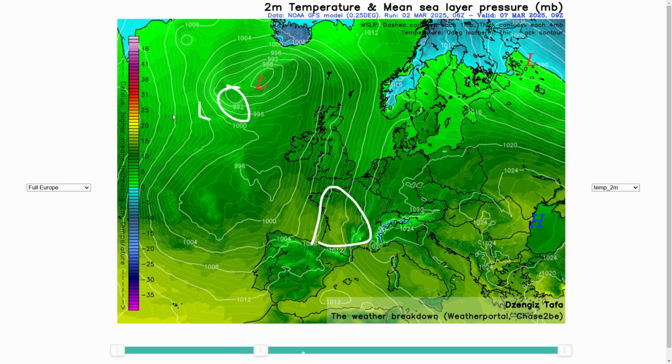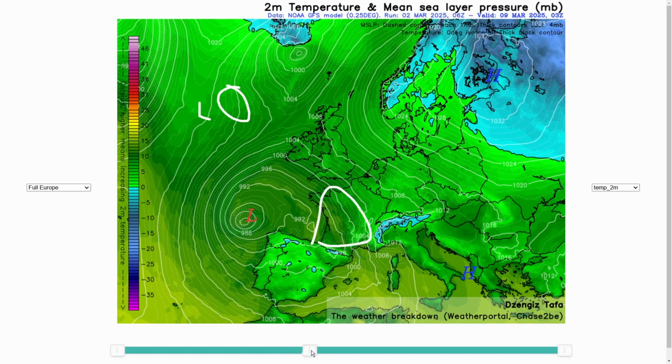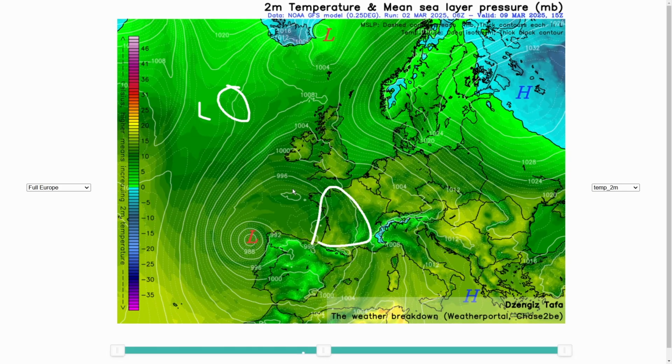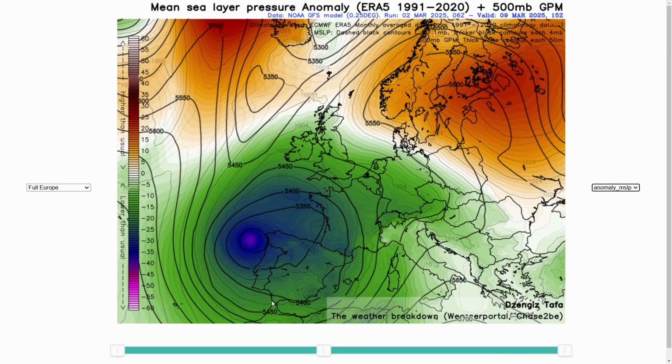And as we've already identified, there's a trough digging southward here, leading to a formation of a low pressure area here, leading to this flow, bringing milder temperatures here over Europe. What's also impressive to look at is the mean sea level pressure anomaly. If you really look at it, this is a very deep low for this time of the year.